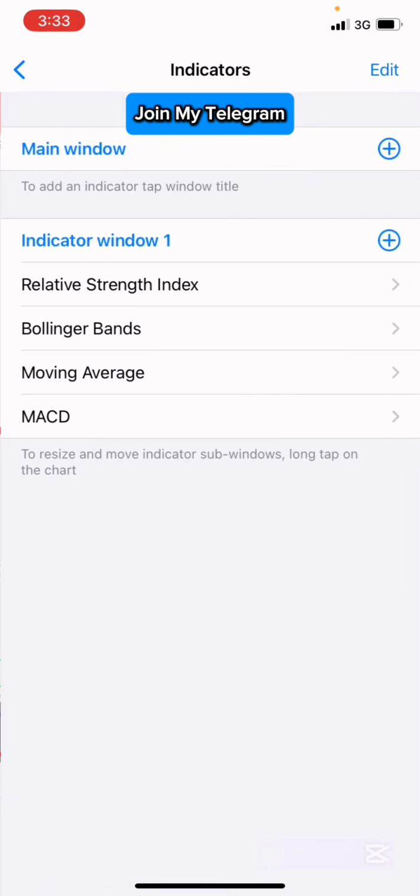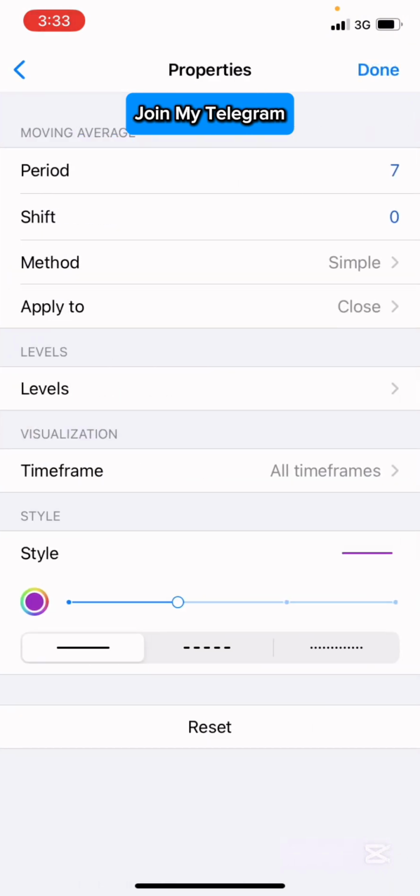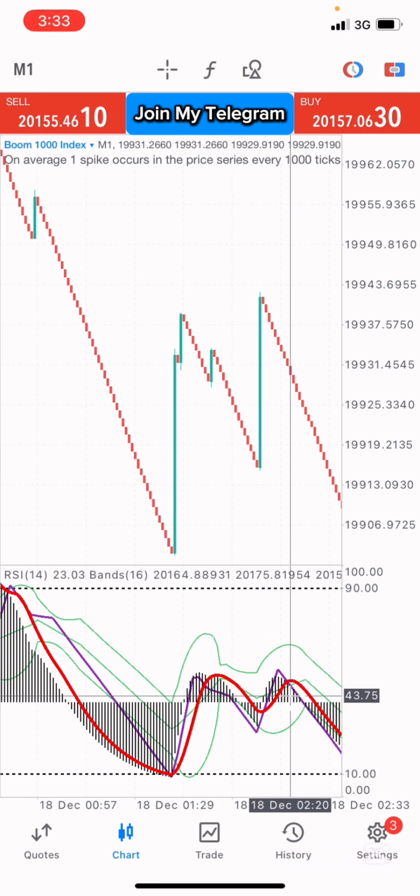Then you put on the moving average, period 7, shift 0, method simple, applied to close. You don't add any levels as well. The style is going to be 2 pixels with color purple. Then you put this line on the first trend line right there, and click done.